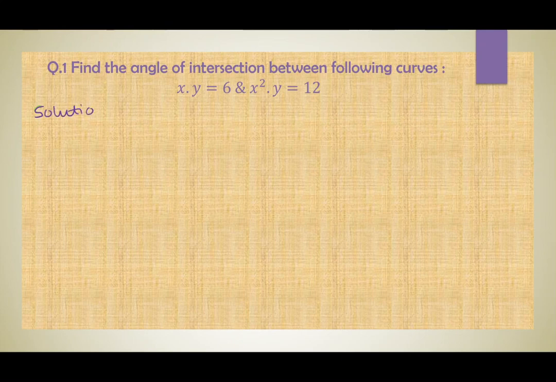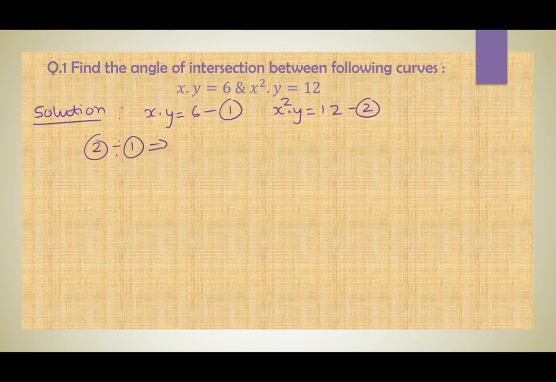So, just consider the two curves, x into y is equal to 6. Let us call this 1. And x square y equal to 12. Let us call this 2. Now, you need the angle of intersection between the following curves. So, first of all, you need the point of intersection according to our step 1. To obtain that point, you will have to divide these two curves. So, let's divide them, 2 divided by 1.